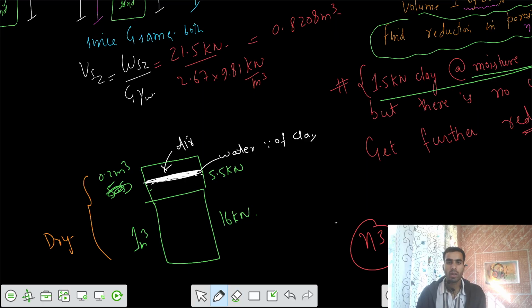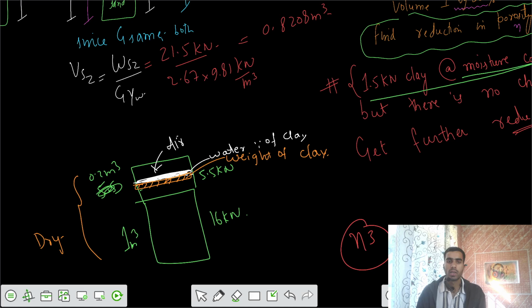And because of this clay, you are adding some weight of the clay also. So this is the weight of clay.